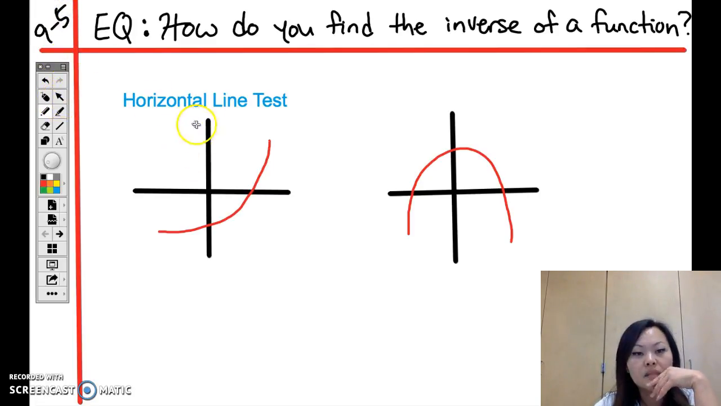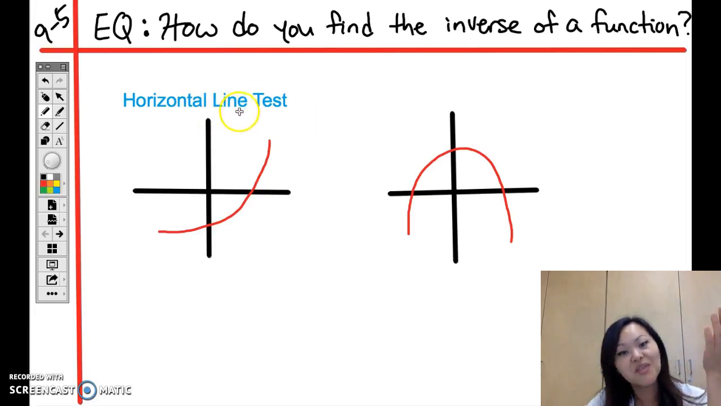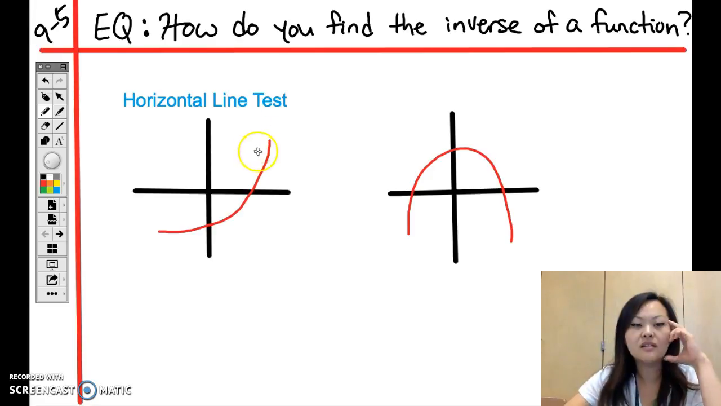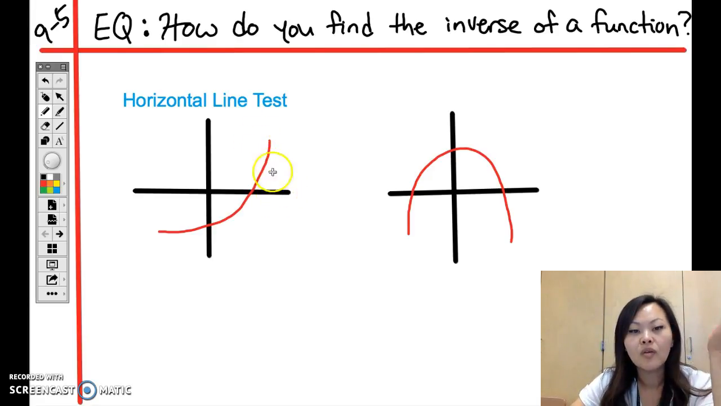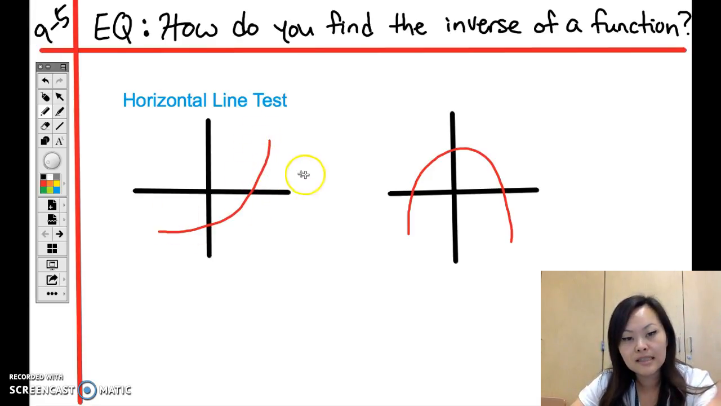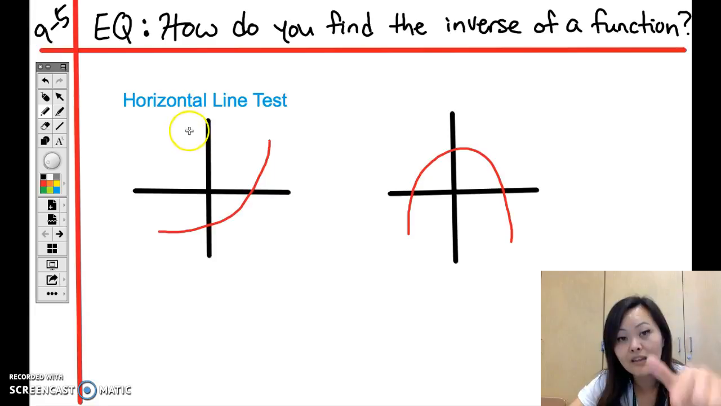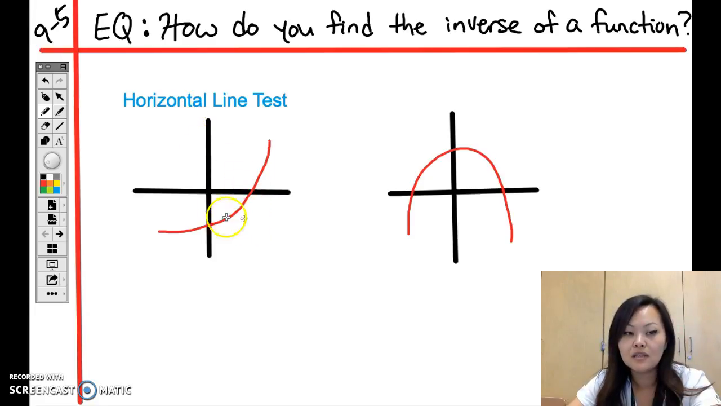Okay, so when do we do a horizontal line test? We already know about the vertical line test, right? And the vertical line test, we do it when we want to find out if the existing graph that you see is a function or not. The horizontal line test is used to see if the inverse of this graph is a function.